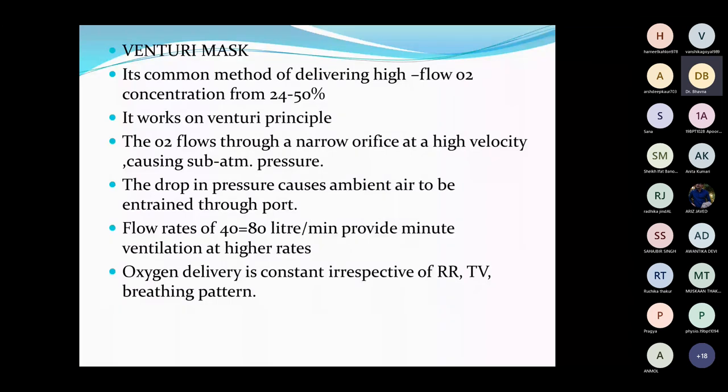So it works on the Venturi principle. The principle says narrow orifice and high velocity, right? Where there is less space, more pressure can be given. So the oxygen flows through a narrow orifice at high velocity, causing a sub-atmospheric pressure in the level, right? The drop in the pressure causes the ambient air to be entrained through the ports, with which the Venturi masks are connected. So the flow rate becomes 40 to 80 liters per minute, which provides minute ventilation at the higher rates, okay?